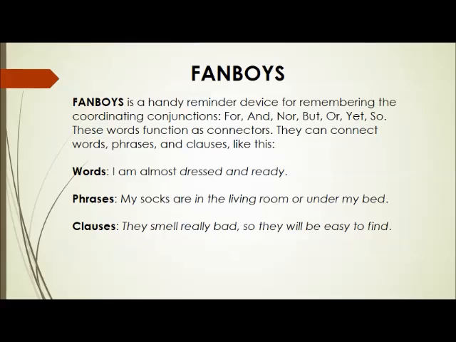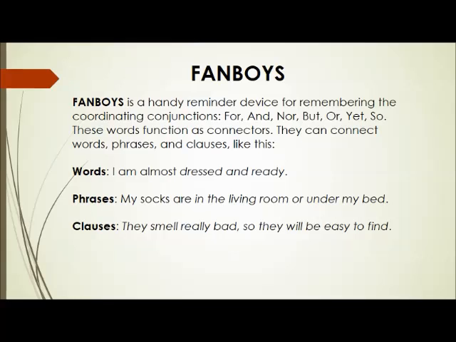Words: I am almost dressed and ready. Phrases: my socks are in the living room or under my bed. Clauses: they smell really bad, so they will be easy to find. Notice the comma in the final example.